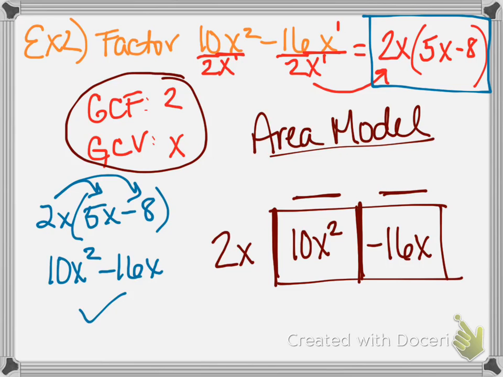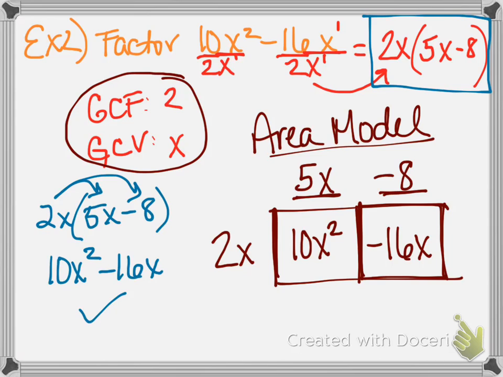So I would ask myself, 2x times what is going to give me 10x squared? So 2 times what is 10? So 2 times 5 is 10. And x times what is x squared? And that would be x times x. And then jumping down to the next one here, 2 times what is negative 16? That would be negative 8. And x times what is x? And that would be x times 1, which I don't need to put in here.